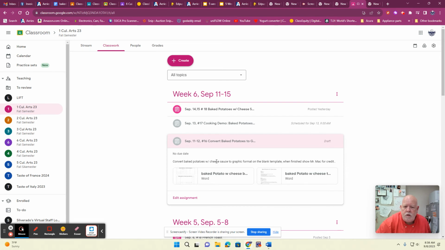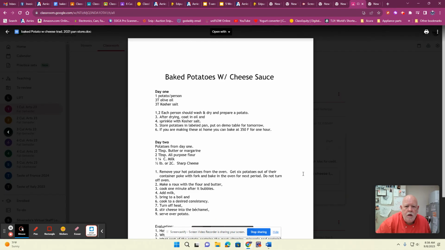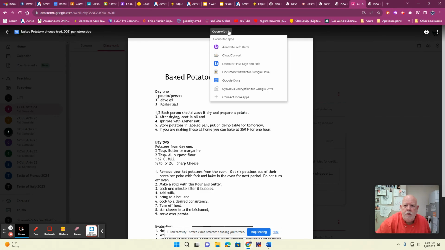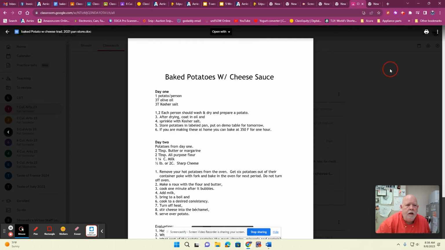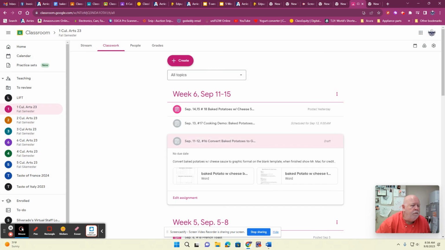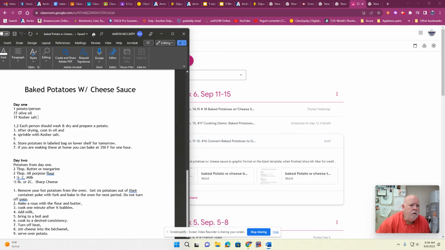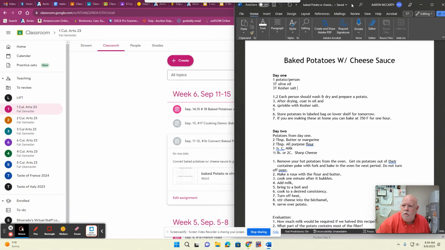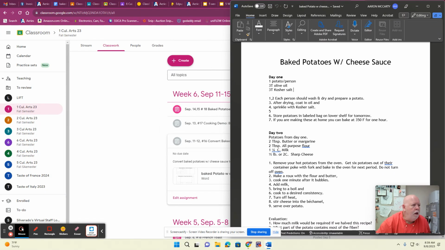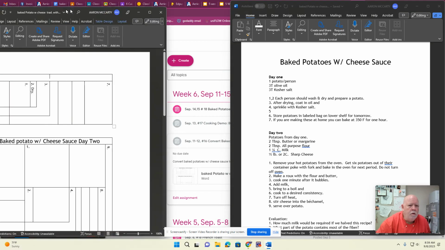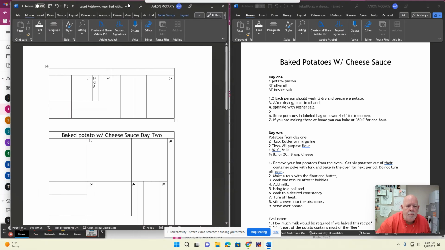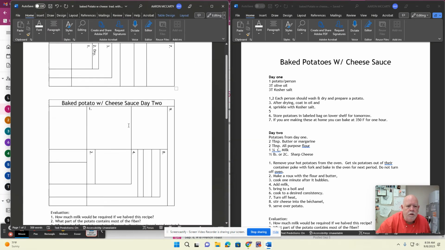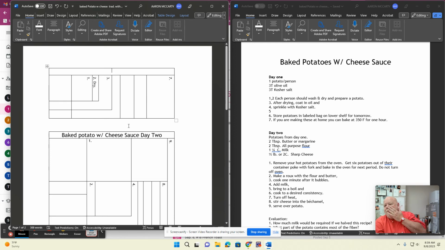So you're going to do this on paper, and you want to open up the traditional version. You can open it with Kami if you like. I am not going to use that version. I am going to use something that looks like this. I'll put it over here. And I'm going to give you this paper right here to fill out.